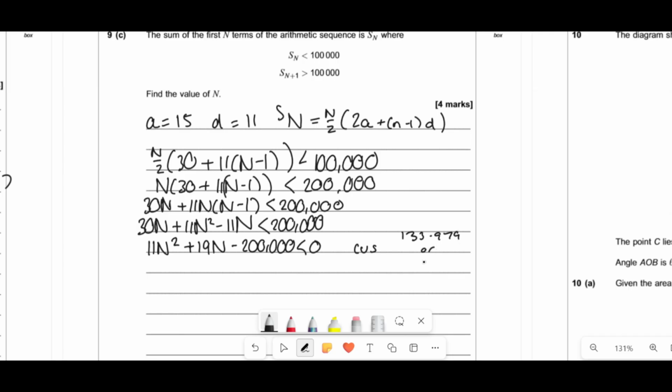So we get two critical values of 133.979, or it could be minus 135. Well, you can't really have a negative at the end term. So it's not really reached the 134th term, so that n has got to be 133. So then if I do the sum of n plus 1, it should be above that, which it would be, because if I went one up to 134, it would give me something that's above 100,000, or the 200,000. So there you go, that's how you do that.